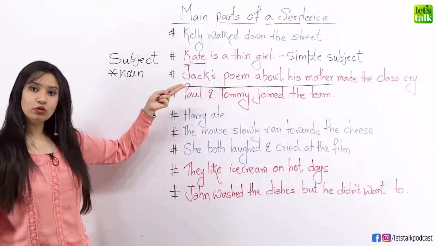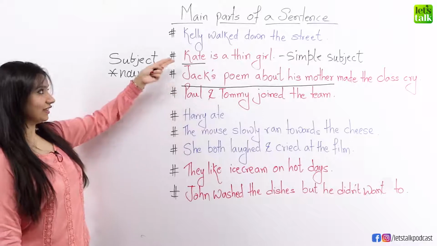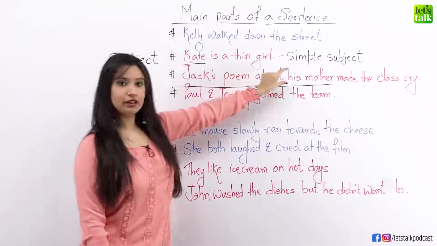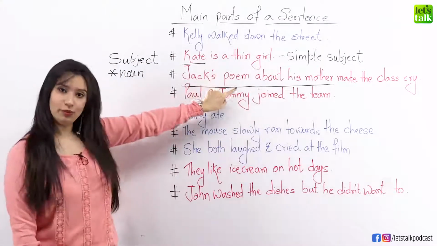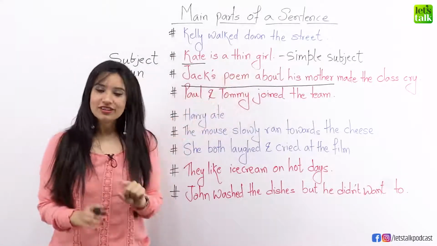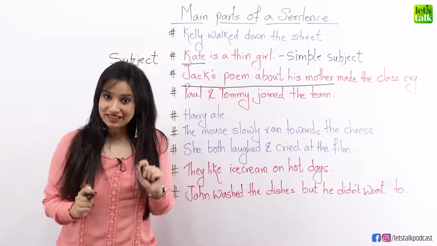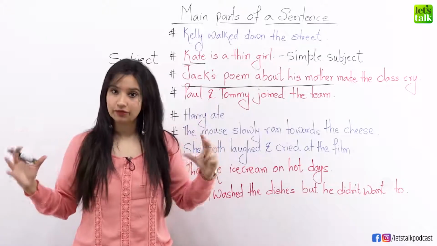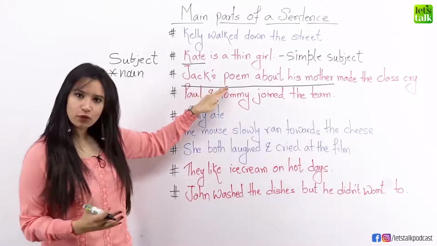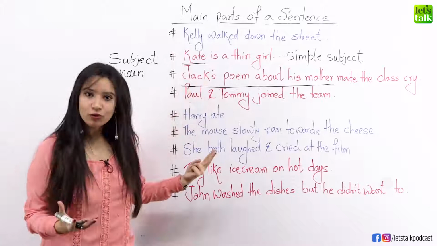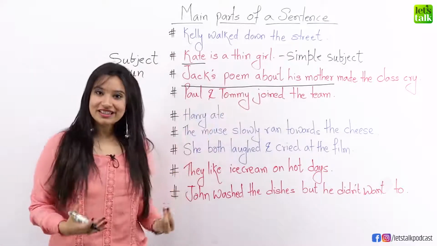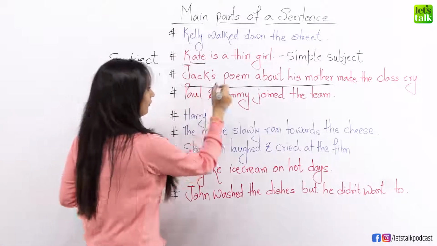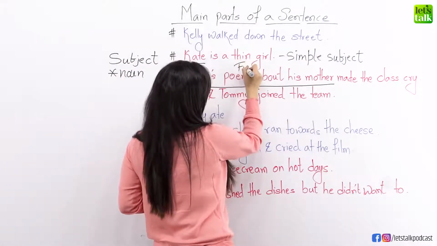Now this is also a subject, but as you can see, here we only have the name Kate, and here we have the entire information about the poem. That's why it's not a simple subject, but a full subject, because we are giving all the information about the poem. Whose poem is it? It's Jack's poem. About whom? About his mother. So this is a full subject. I'll write it here for you. A full subject.